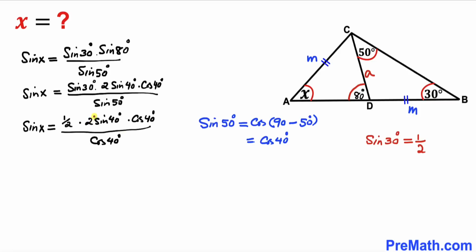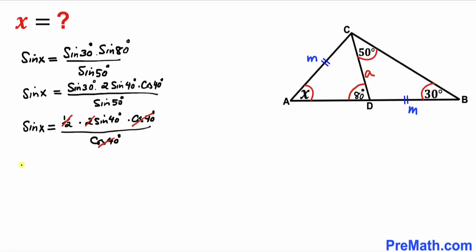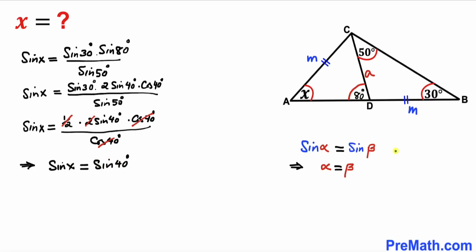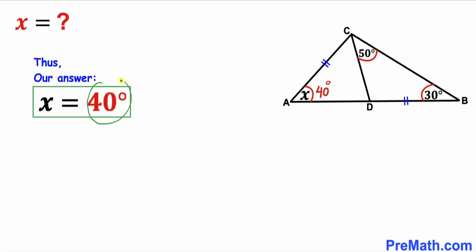And here we can see this 2 and 1 divided by 2 cancel each other out. This cosine of 40 degrees is gone with this cosine of 40 degrees as well. So therefore our sine of x turns out to be equal to sine of 40 degrees. And now let's recall this crucial fact. If sine of alpha equals sine of beta, then we can conclude that alpha equals beta. We are going to apply it over here. So therefore our angle x turns out to be 40 degrees. Thus our angle x turns out to be 40 degrees.